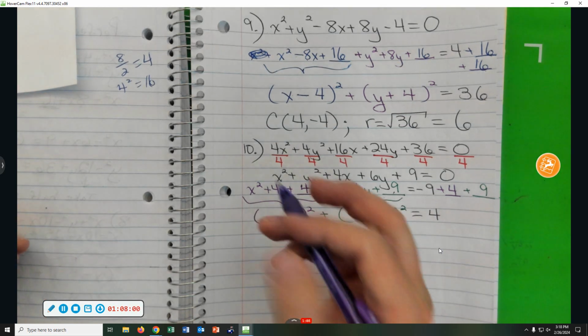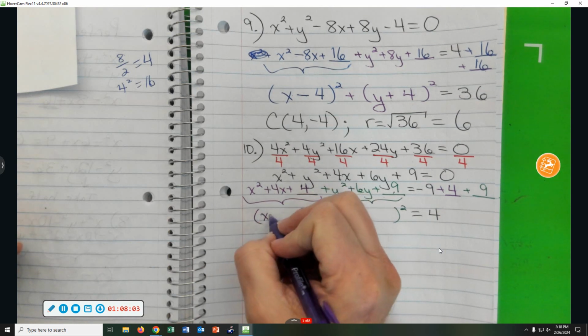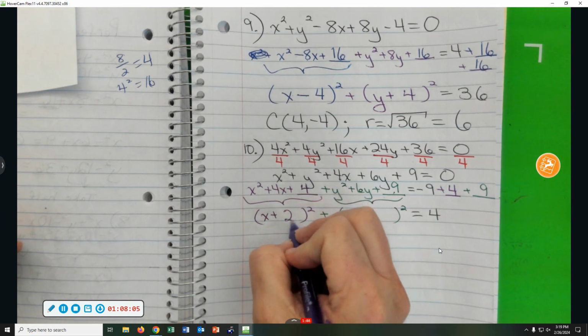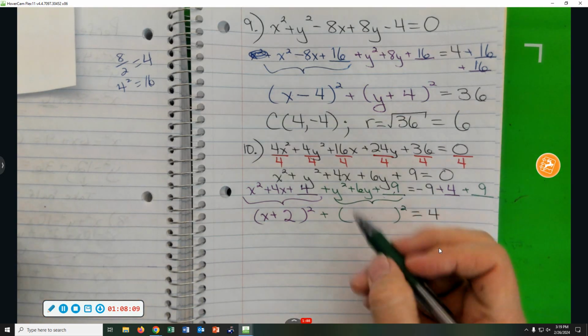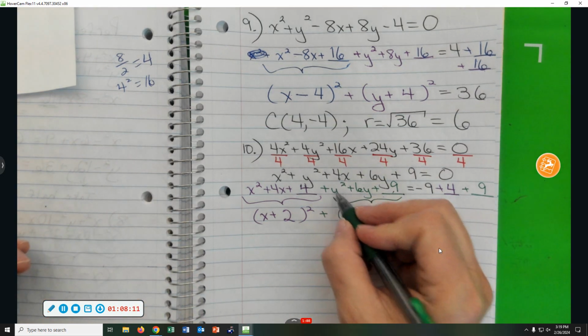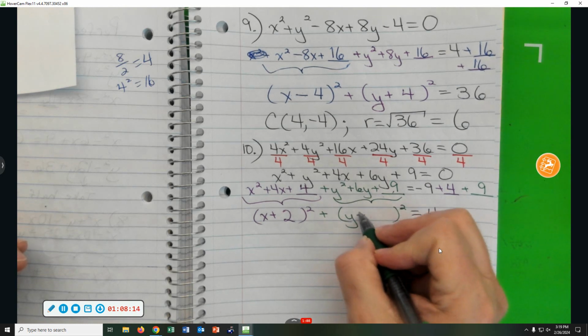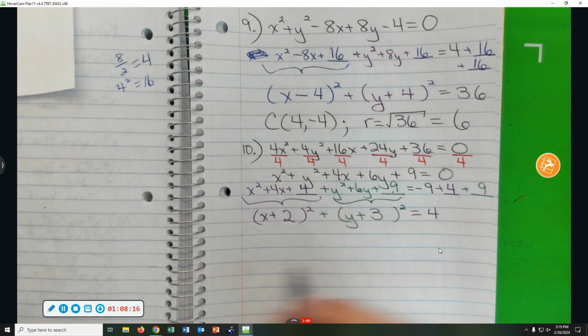Okay, variable, sine, half of 4 was 2, I agree. What's going to go inside the green parentheses? Y plus 3. Okay, variable, sine, half of 6 is 3.